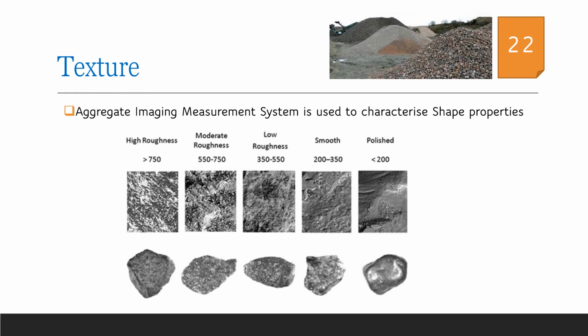The textural properties of coarse aggregates are characterized by the aggregate image measurement system. When the magnitude is greater than 750, it is considered to have high roughness. When the magnitude is between 550 and 750, it is considered to have moderate roughness, and between 350 and 550, it has low roughness. When the value is between 200 and 350, it is considered a smooth aggregate, and when less than 200, it is considered a polished aggregate.